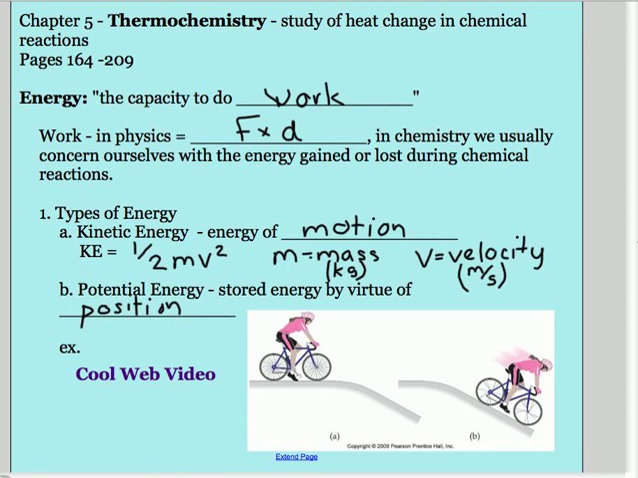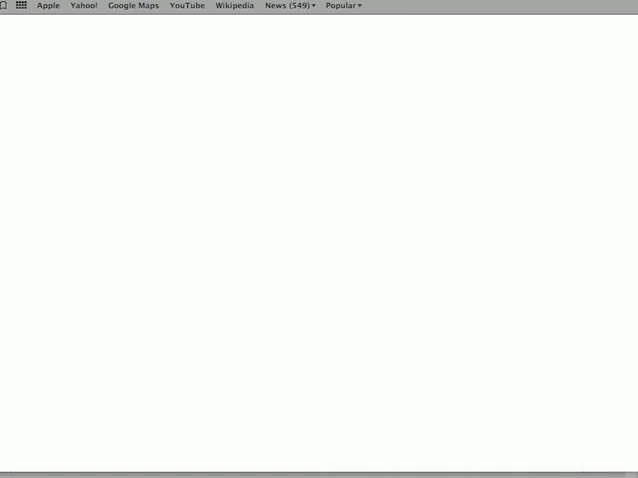There's just this little web video. It's real fast, and it shows you how you can convert energy back and forth between the two. So we're just going to look at that if it likes us.